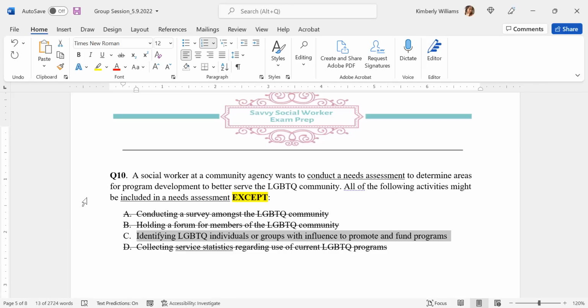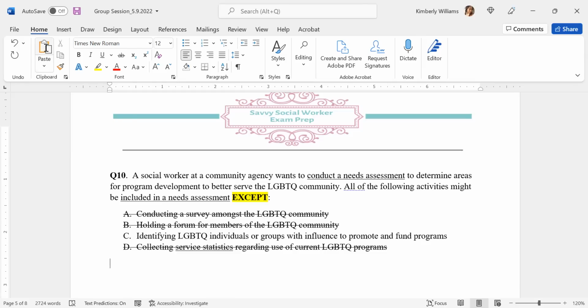In the needs assessment, we are focused primarily on what this community needs. Right now we do that by surveys, we hold forums so they can tell us, and we do that by statistics. We need the facts, those type of things. So we're trying to develop this program. Once we get our program figured out, then we can start soliciting people with influence to help us promote it and raise funds for it. But we got to figure out what they need before we start trying to raise money.